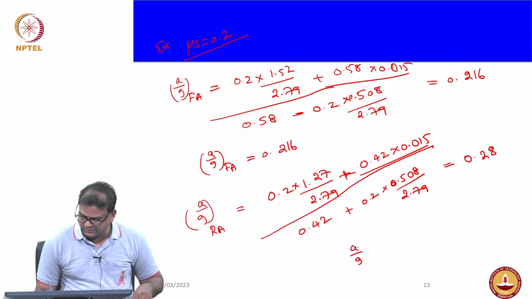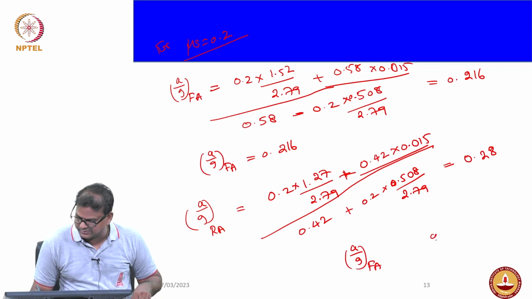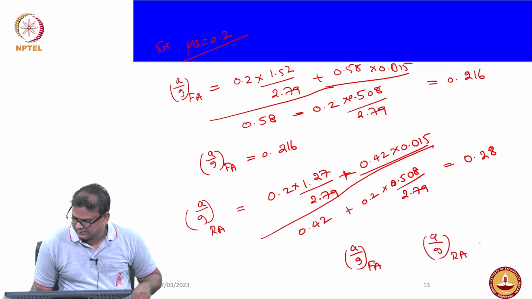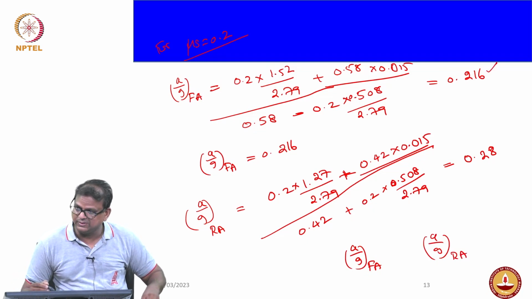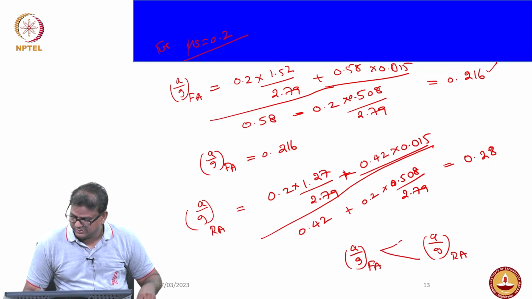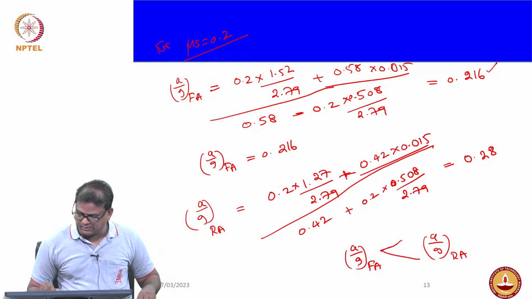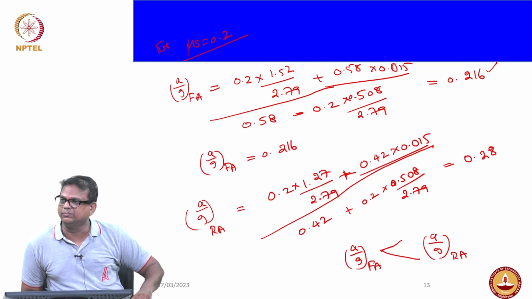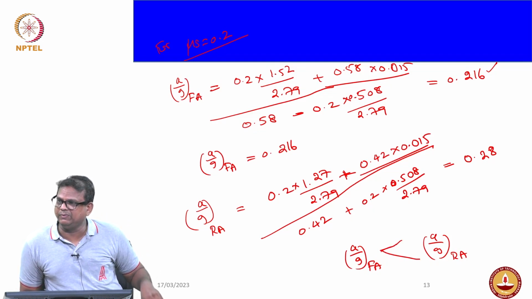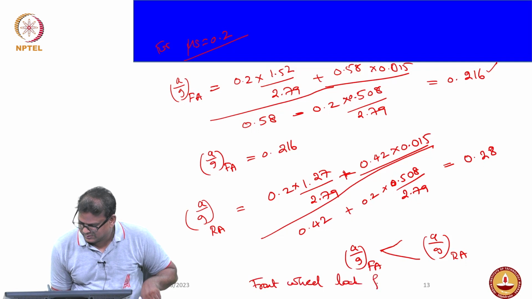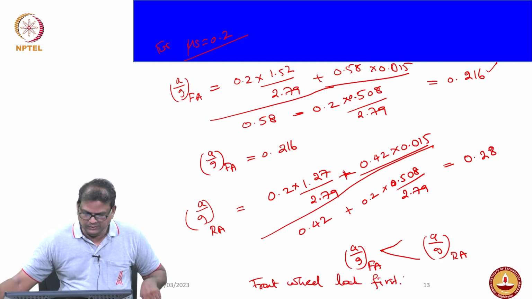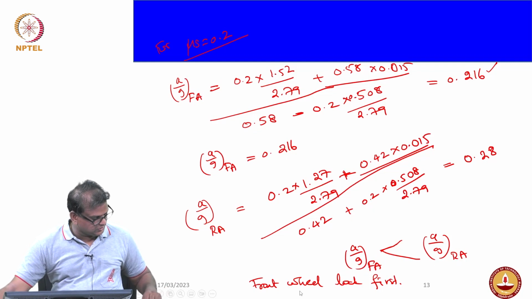So from here, what do you expect? This is the front axle, and this is A by G rear axle. The front axle has 0.216, which is lesser than your rear axle. So what happened in this condition when mu s equal to 0.2? Will the rear lock first or the front lock first? Front will lock first, lock or skid first.